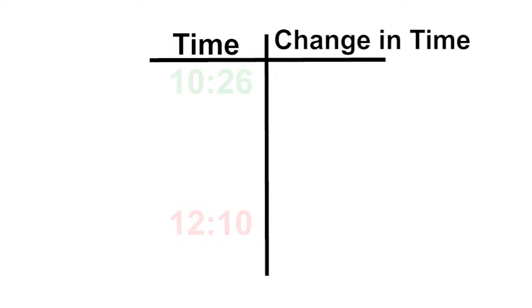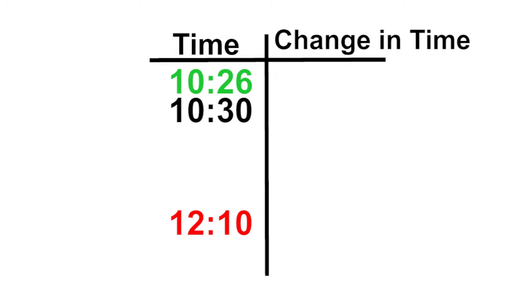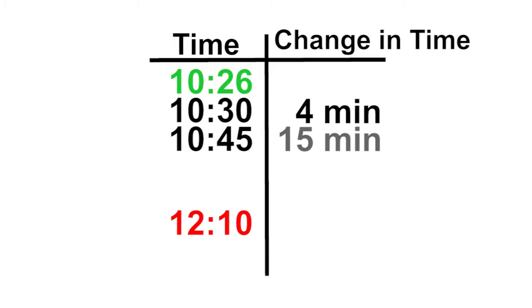We start at 10:26. What is the closest benchmark time we can come to? 10:30. How much time has passed from 10:26 to 10:30? 4 minutes. We will write this on the change of time side. We are now at 10:30. What is the next benchmark time we can get to? I can go from 10:30 to 10:45. The interval of time change is 15 minutes. I will write this on the change in time side. I am now at 10:45.